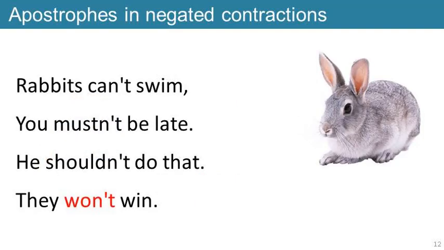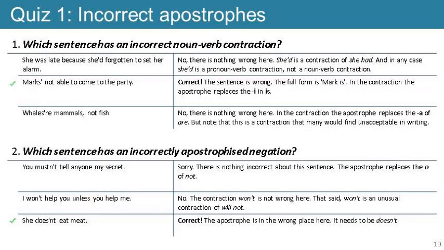It's very common for modal auxiliary verbs to be contracted in negative statements. Here are some examples. Note that won't is a special contraction of will not. Not only does it replace the O in not with the apostrophe, but it also replaces the letters ILL of will with an O. Quiz page.